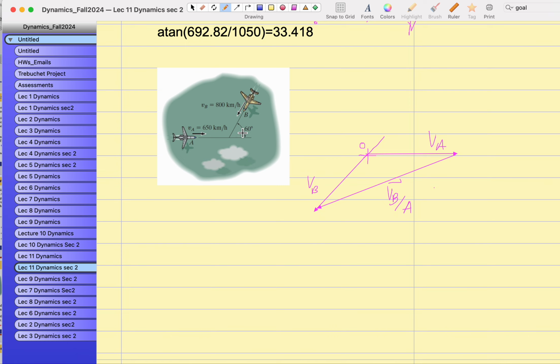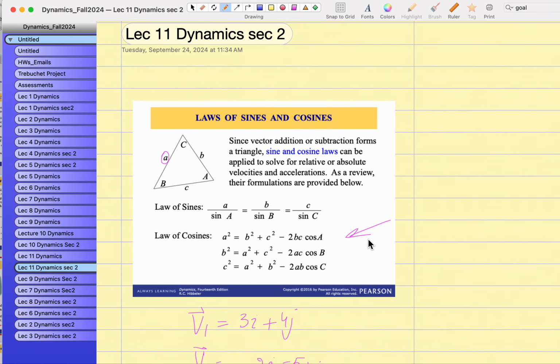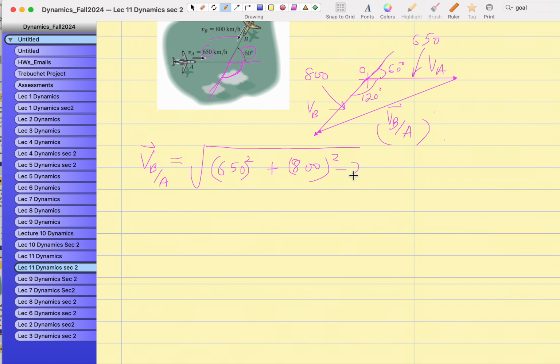If you take a look, what is this angle? 60. Agreed? And if this angle is 60, this angle is 120. You agree with your professor? We want to find this side. This side is 650, that's given. This side is 800, that's given. So two sides and the angle between them are given, so you apply the law of cosines to find this side. VB with respect to A is the square root of this side squared plus the other side squared, minus 2 times one side times the other side times the cosine of the angle between them, which is 120.